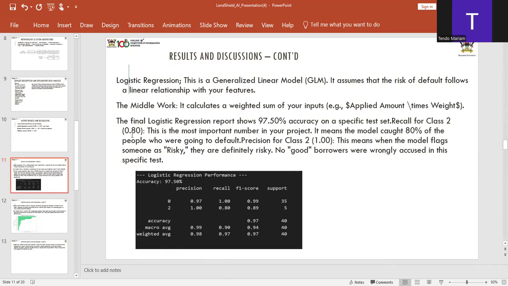class 2 is 0.80. This means the model caught 80% of the people who were going to default, and precision for class 2 was 1.00. This means when the model flagged someone as risky, they are definitely risky. No good borrowers were wrongly accused in this specific data set.